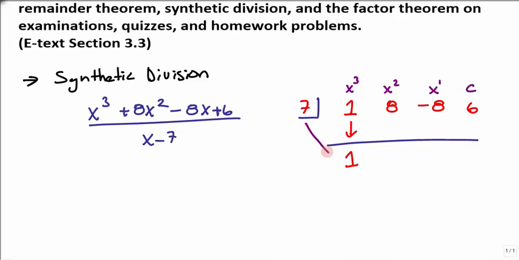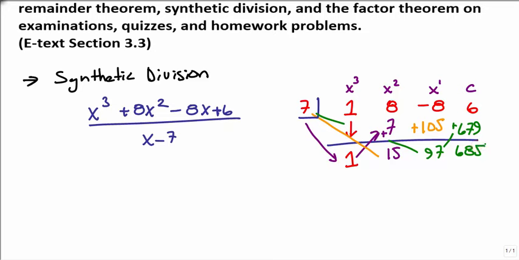Then I multiply the 7 times the 1 and bring it up, and then I add 8 plus 7 to get 15, so I add down. And then I do the same thing again. I take 7 times 15, which is 105. And then I add down, and I have 105 minus 8, which leaves us with 97. And then I multiply again over here, 7 times 97. 7 times 97 is 679, and that value will go up here. And then my final step is to add down one more time, and I end up with 685.